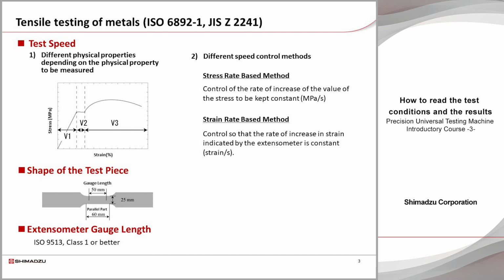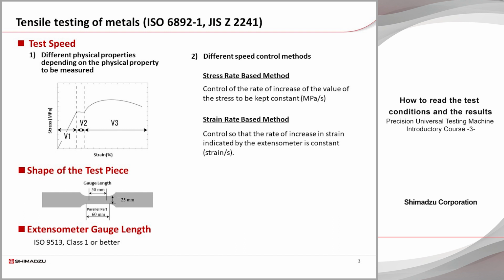Firstly, the test speed parameter is explained. In JIS Z 2241, the test rate is specified for each physical property of the metal to be measured. In addition, there are several ways to control the test speed: stress rate control and strain rate control.